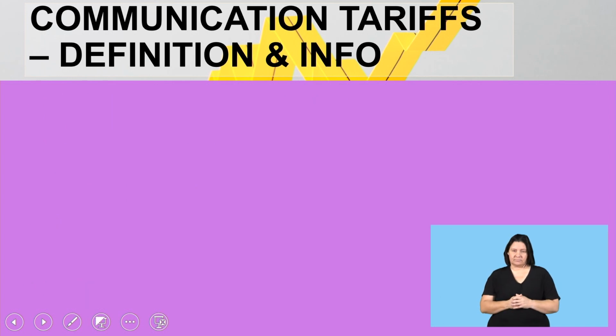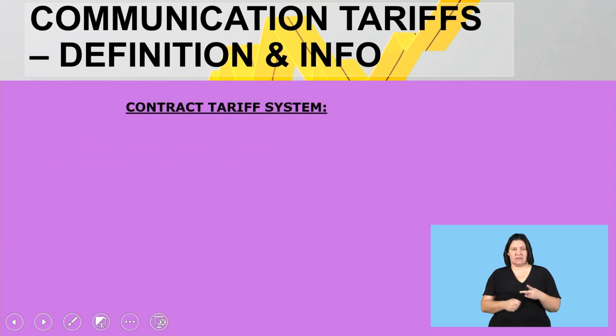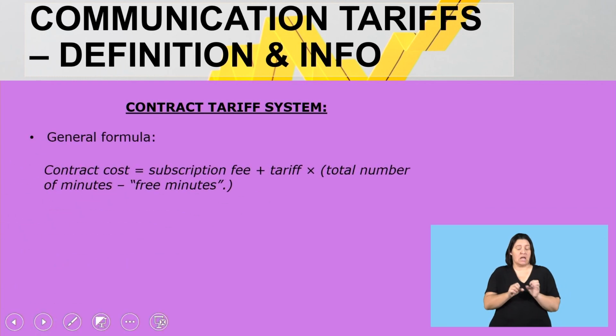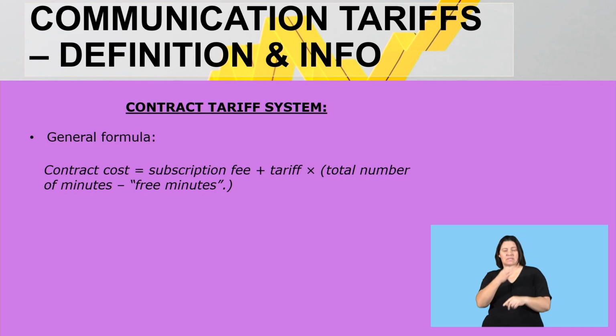Looking at the next slide, now we'll be focusing on the contract tariff system. What is important here? The general formula for calculating contract cost is that normally there will be a subscription fee plus the tariff multiplied by the total number of minutes. Remember, some companies offer you free minutes as well, so we must take that into account.